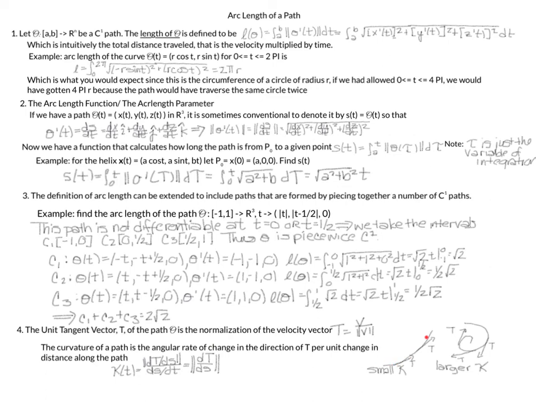So the thing about curvature is that it captures how much curve there is. With a small k, T is changing only a little bit as the curve progresses. Here, as the curve progresses, T is changing much more, so it's a larger k.